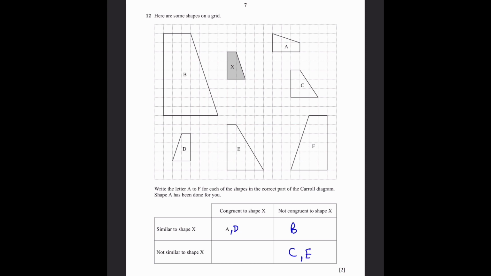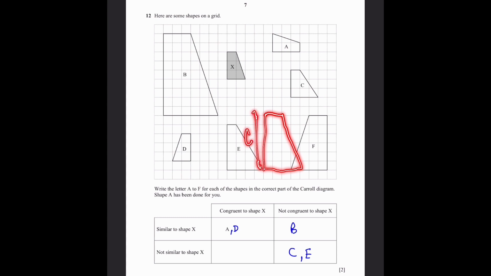Now for F, so the first thing we realize about F is it's much bigger than X, so it can't be congruent, so it's somewhere over here. It's not congruent to shape X, but what is it? So we just reflect it to find out if it's similar or not. If we reflect it, for example, let's look at something like this.